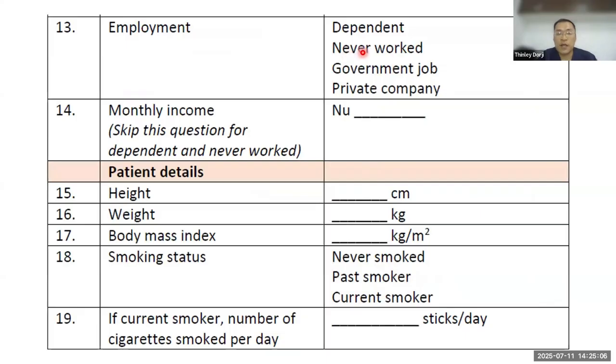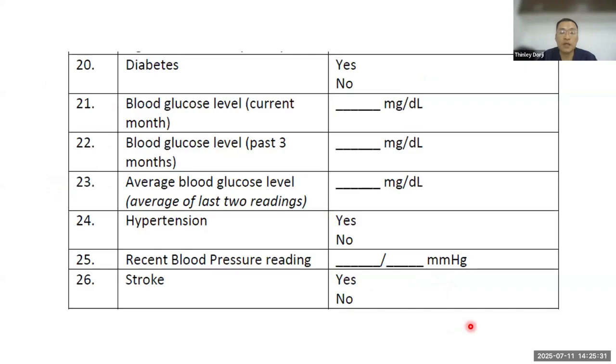We ask for the employment, and if they are dependent or if they have never worked, we don't ask for the monthly income. We have height and weight, and then we will have to calculate the BMI. And then we have smoking status. If they are current smoker, you ask the number of sticks they smoke. But if they never smoked, or if they were past smoker, you don't have to ask the next question.